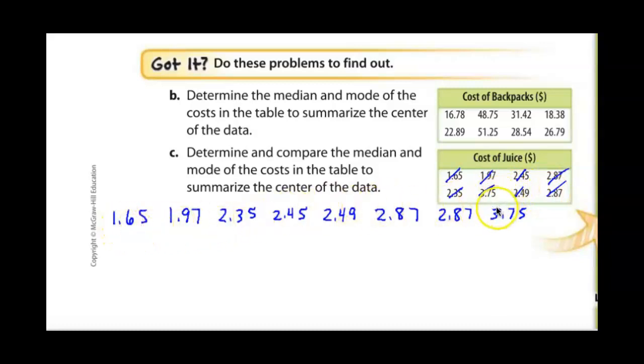I am going to double check that I have the right number. 2, 4, 6, 8. I should have 8 numbers here. 1, 2, 3, 4, 5, 6, 7, 8. Okay, very good. Which means 1, 2, 3, 4. 1, 2, 3, 4. The mystery number that's going to be the median is somewhere in between $2.45 and $2.49. And one way to do that is to add them both together. So we're going to line up the decimals here. $2.94. Then we take that and we're going to divide that by 2.